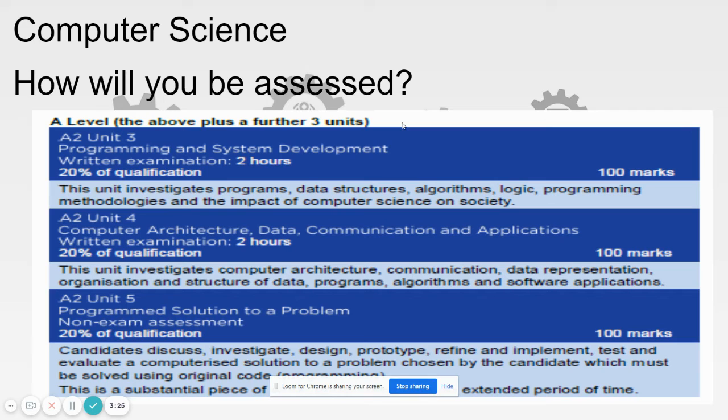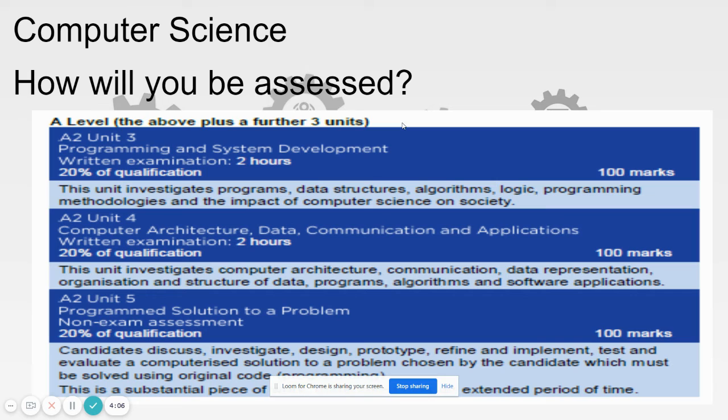Units 3 and 4 are examination-based. Unit 3 is programming and system development, and Unit 4 is computer architecture, data, communication, and applications. Both of these units build on the AS units with the addition of some of the content, such as the system development lifecycle. The final unit, Unit 5, is a practical coursework task where you must come up with a programmed solution to a problem using Visual Basic. You will use and implement the stages of the system development lifecycle and investigate, design, implement, test, and evaluate the system that you produce. So that's just some more detail on the individual units.